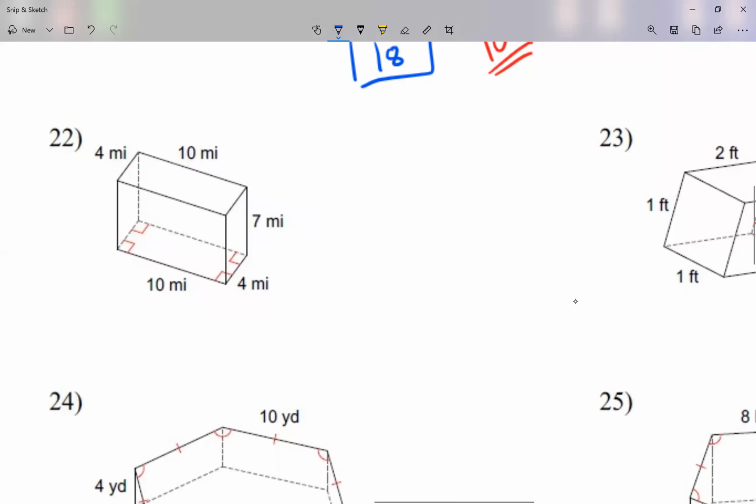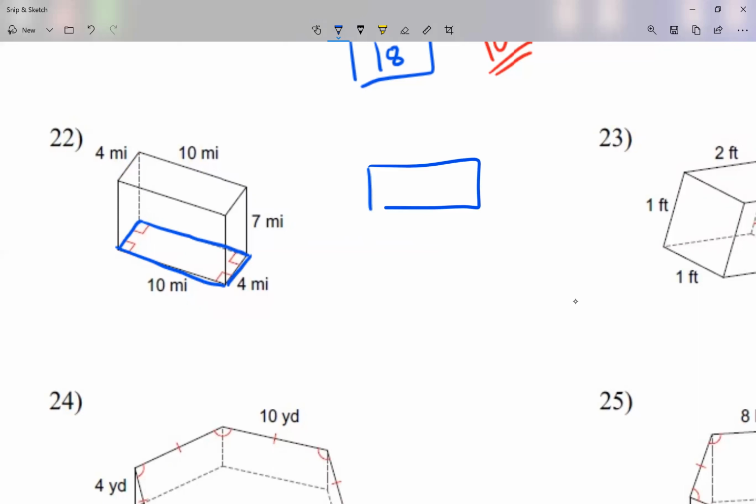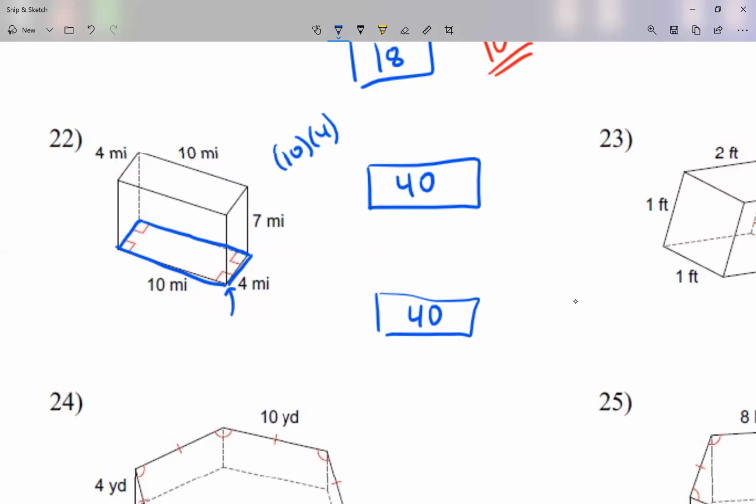Let me identify the base. We can see it is right here. Base is a rectangle, so I'm gonna have 2 rectangles. The two measurements of that rectangle are 10 and 4. So 10 times 4, right? Those are the numbers that meet at this 90-degree corner. So 10 times 4, I'm gonna say each of my bases is 40. Because the base has 4 sides, I have 4 walls in the center.